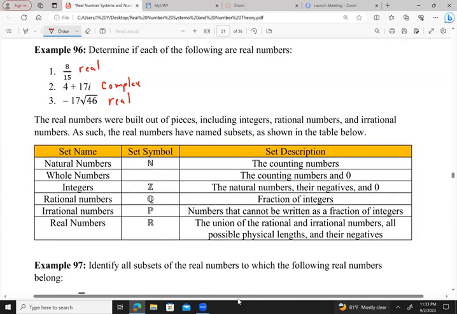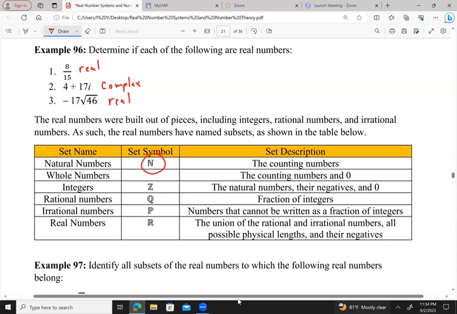So, the real numbers are built out of pieces including integers, rational numbers, and irrational numbers. As such, the real numbers have named subsets as shown in the table below. First, we have the natural numbers. We've talked about those, the counting numbers. We have a symbol for that. Then we have whole numbers, which is the counting numbers and zero. Then we have integers, the natural numbers, their negatives and zero.